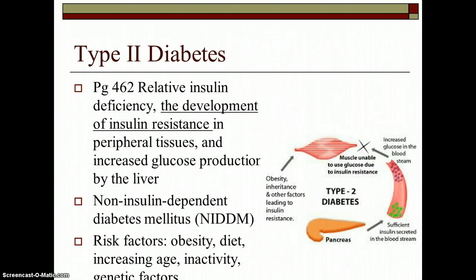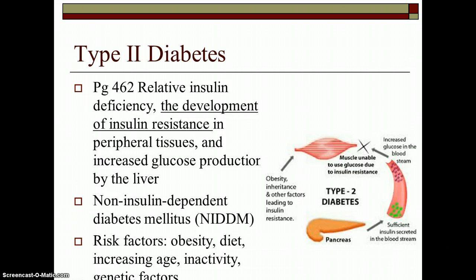Type 2 diabetes then is where we have an insulin deficiency in that our insulin receptors aren't working properly. So it's not that we're not making insulin, it's that we've changed to an insulin resistance in our tissues. And then the glucose is going to increase in production by the liver because your cells are saying, hey, I'm not using it, I'm not getting enough of it, so I'm going to make more of it, even though the issue is more just that the receptor sites are not taking in the insulin like they should. This is known as non-insulin dependent diabetes mellitus, or NIDDM.